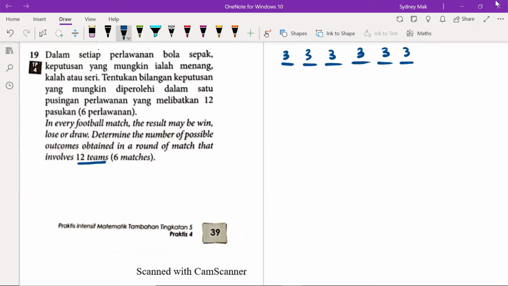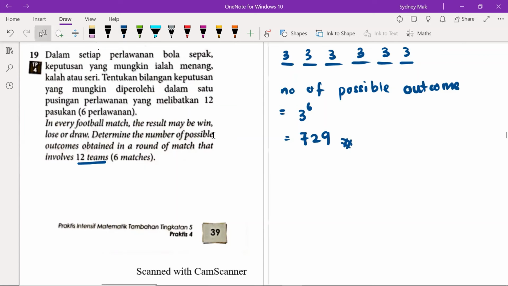Therefore, all in all, the number of possible outcomes will be 3 to the power of 6. So 3 to the power of 6 is actually 729. That is the answer, the possible outcomes for the 6 matches.